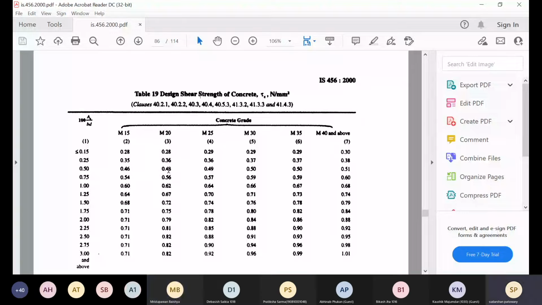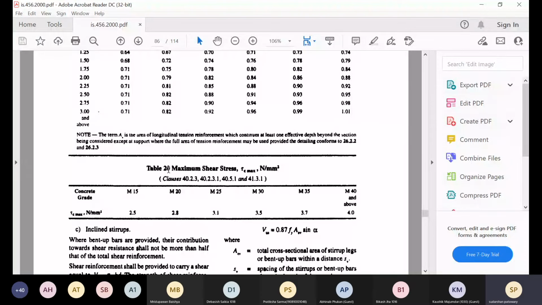See, again, I will show you in this table. Suppose we have designed the beam in the last class. In that beam, one case is designing for shear, and the other is redesigning the beam depending upon your shear. So when do you have to redesign? When your tau v is greater than this tau c max, table number 20. When your tau v is greater than tau c max, then what you have to do? You have to redesign the beam.